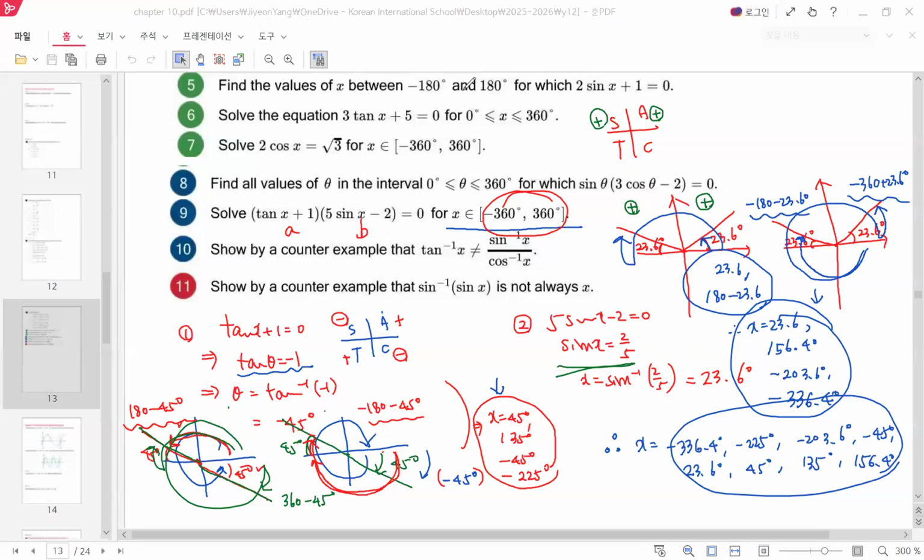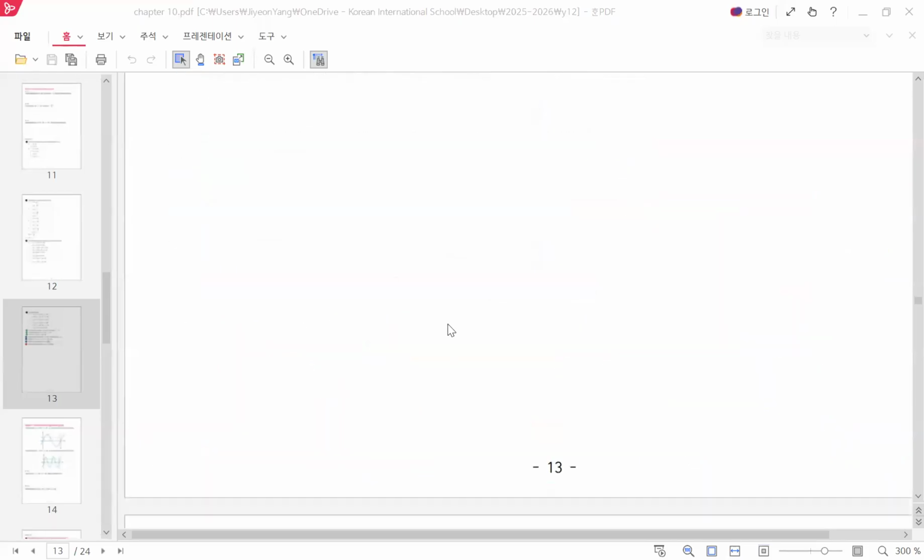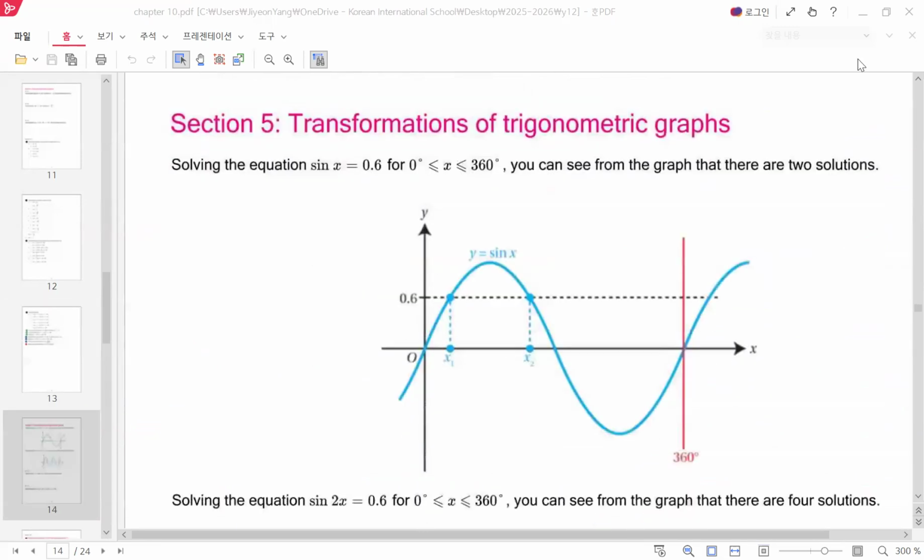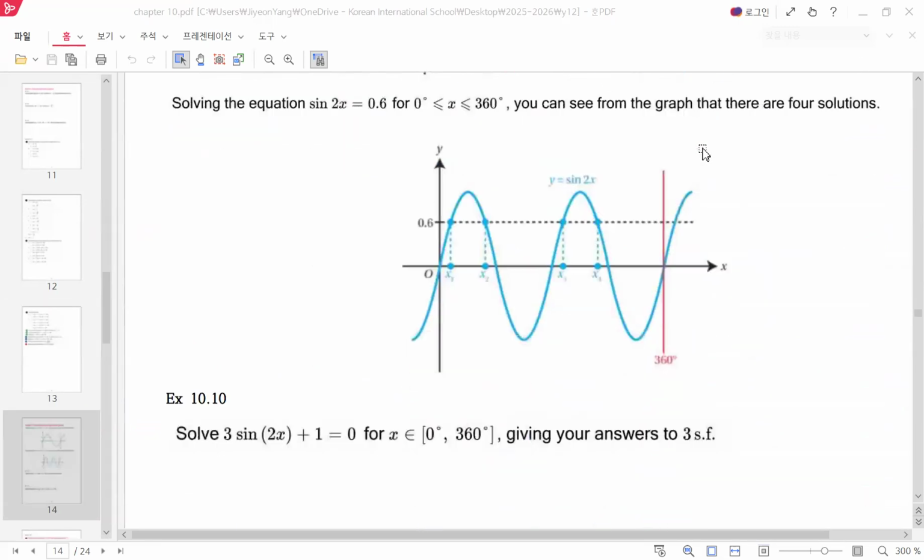You understand? I am going to skip this question 10 and 11. Please try to solve it by yourself. And if you have any question, please come to find me.